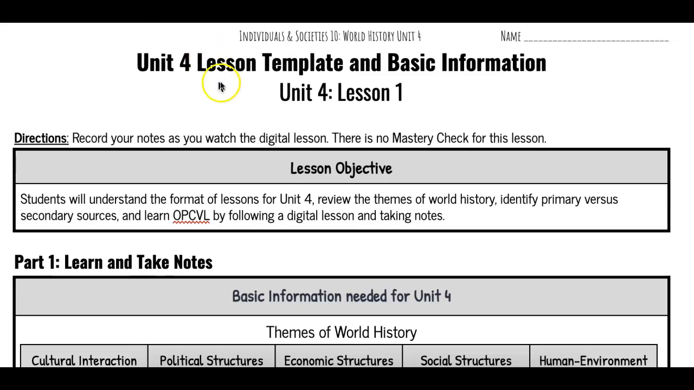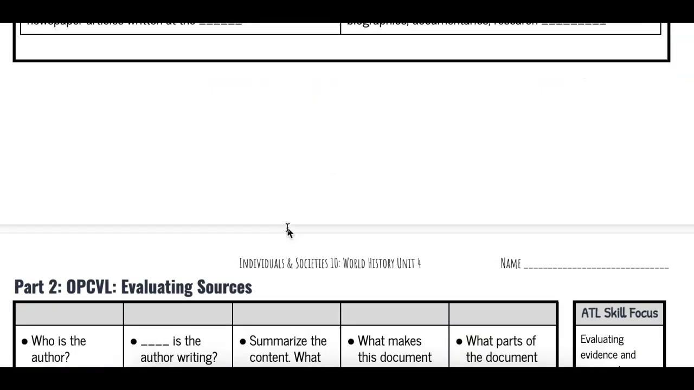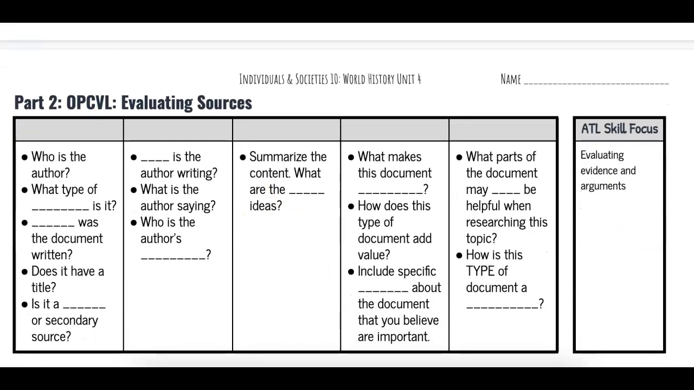In this video, we're going to go over how we evaluate sources, and it is a process called OPCVL. You're going to find this on the back of your Unit 4 Lesson 1 note paper, and it should look like this. So you're going to see Part 2 OPCVL, and they stand for particular words that we will write up here in the top. But this is a process that we can use to evaluate primary and secondary sources, which you should have already learned about from the previous video. You will be referring back to this exact document and this exact chart as we go through this unit. So let's get ready to fill in the blanks and learn about OPCVL.